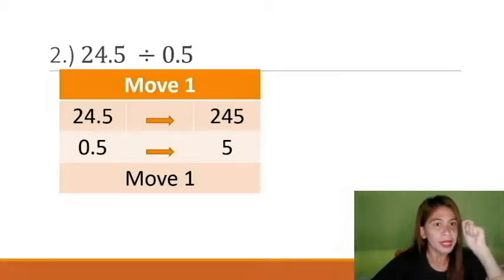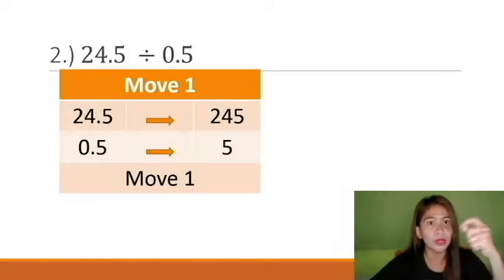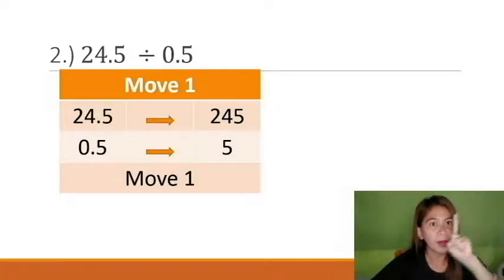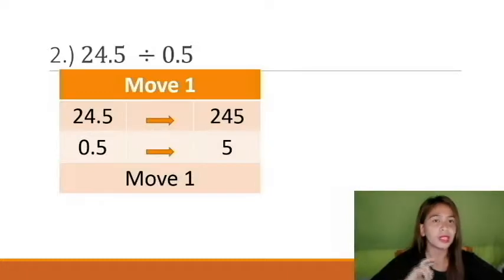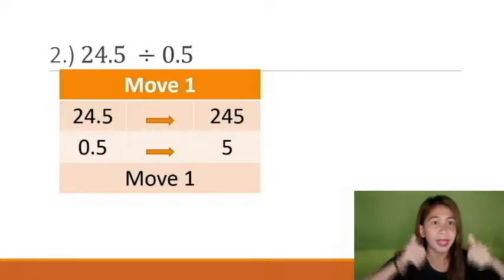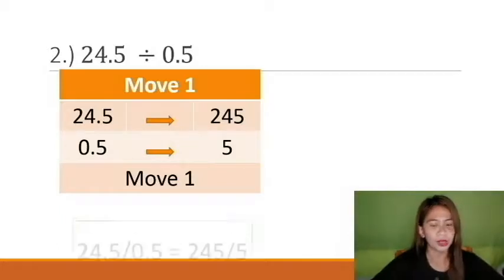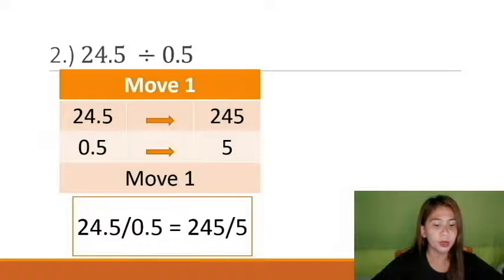So, in 24.5, how many times should we move? The number of times you move the decimal point in your divisor is the same number of times you move it in the dividend. Once. So 24.5 becomes 245. Ma'am, is it always once? No, it depends on the given. You can move it twice, or three times. Okay, very good. So, 24.5 divided by 0.5 is the same as 245 divided by 5.